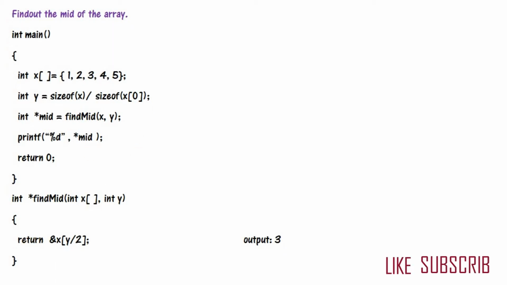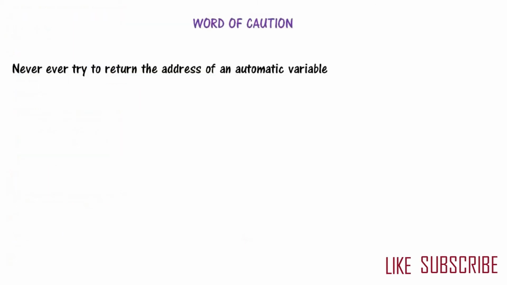After understanding this program, here is a word of caution for you. Never ever try to return the address of an automatic variable. An automatic variable is also called a local variable. We should never try to return the address of a local variable.